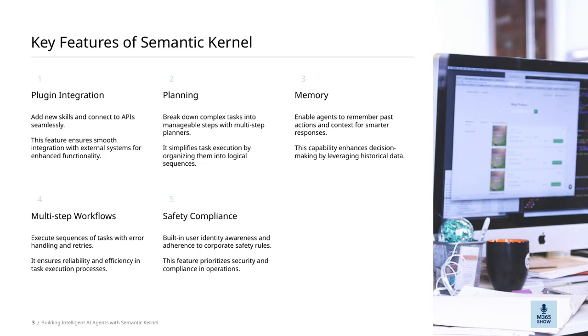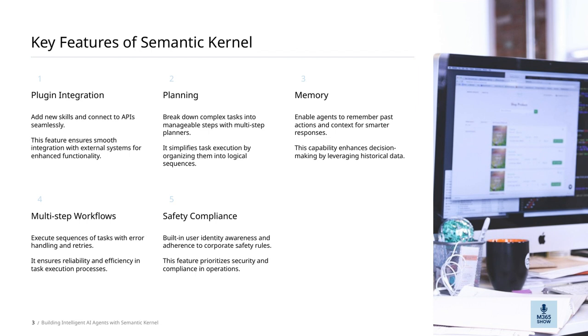Let's take a closer look at the key features of Symantec Kernel and how they help us build smarter AI agents. First, there's built-in user identity awareness and safety compliance. This means the system can recognize users and follow corporate safety rules, which is crucial for maintaining security and trust in enterprise environments. Next, we have multi-step workflows. This feature allows agents to execute sequences of tasks, complete with error handling and retries. It ensures that processes are reliable and can recover from issues without manual intervention, boosting efficiency.